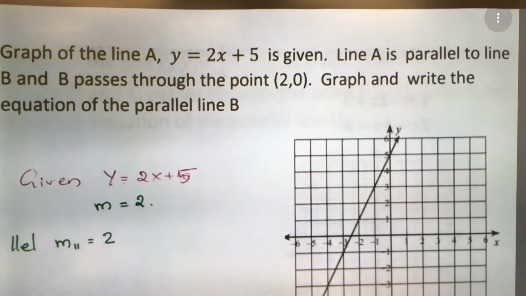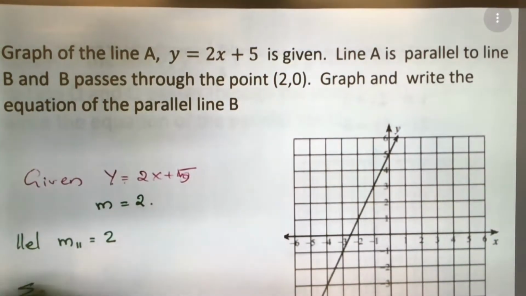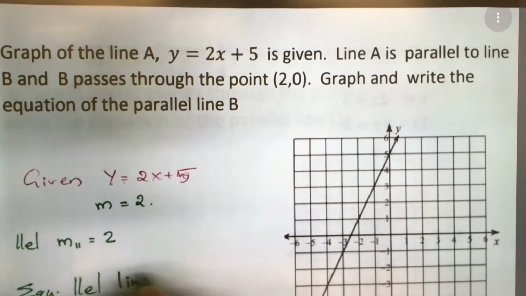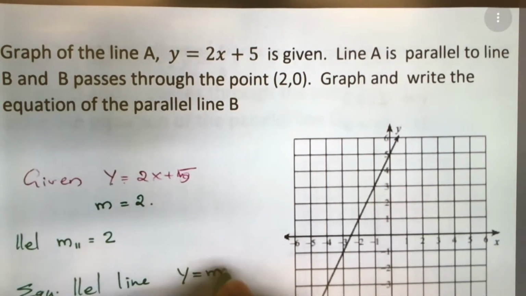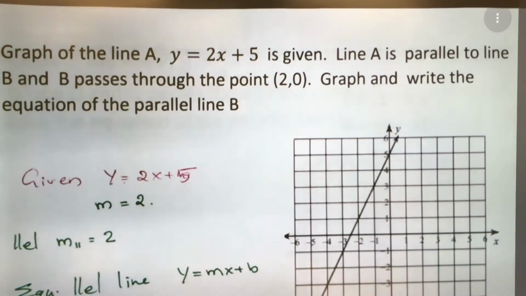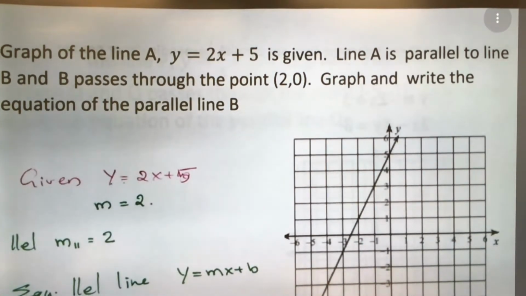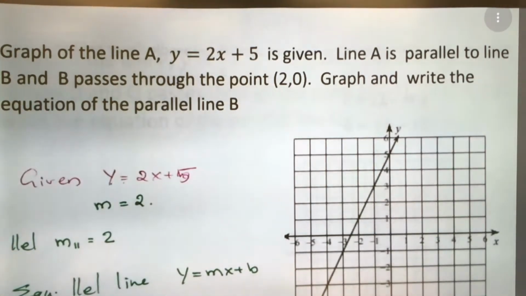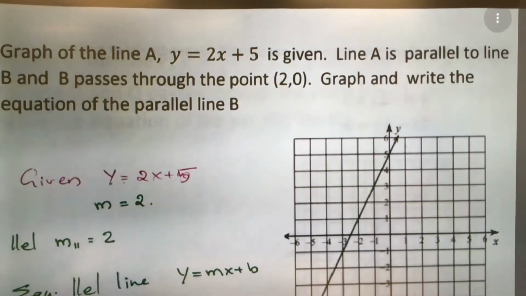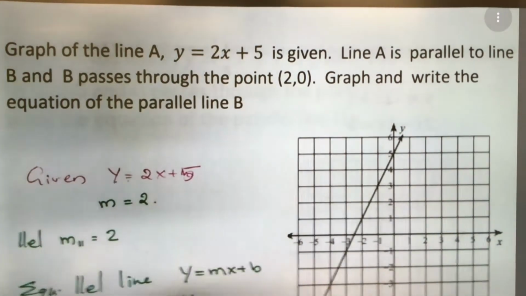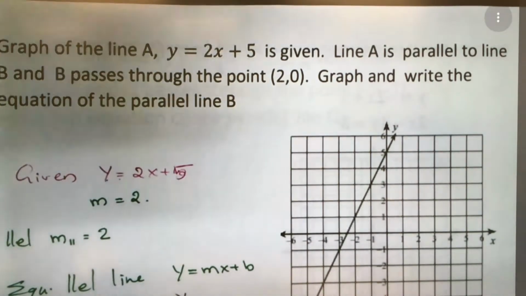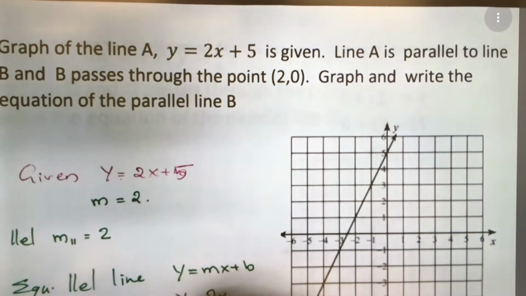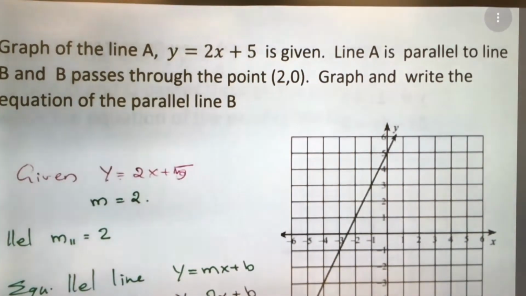Now I need to write the equation of the parallel line. That's the third step. That is y equals mx plus b. Now I know the slope m is 2, so I can write the equation y equals 2x plus b, because I don't know what the y-intercept of that line is.